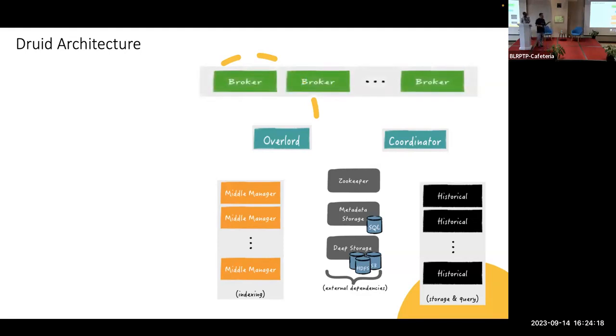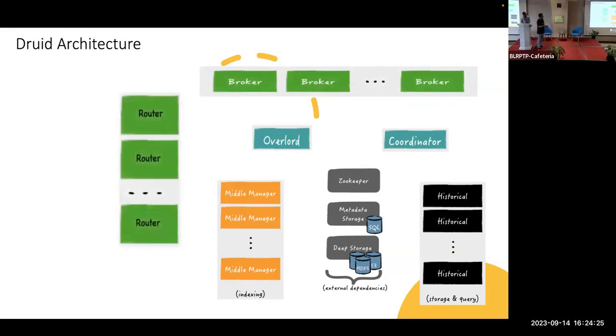Broker is where your external clients will end up asking to execute queries. You can put routers, and it's recommended if you have a production setup that is supposed to take care of a lot of data ingestion and so on. So router is basically optional, and it will help you route queries to the brokers, overlord, and coordinator.